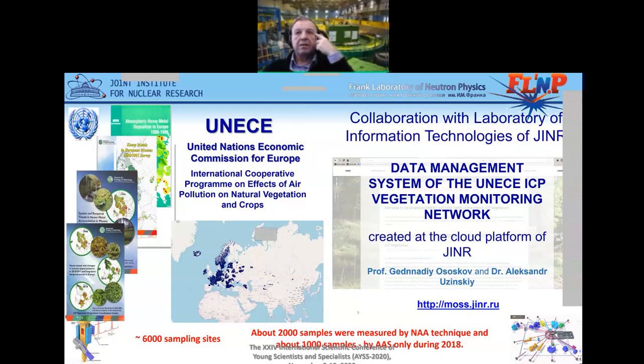A very big, very strong direction is the research with neutron activation analysis. With the application of neutron activation analysis for ecology studies by means of moss biomonitoring, we are able to study the quality of the air. We are able to determine the air pollution from the atmosphere at a specific territory.